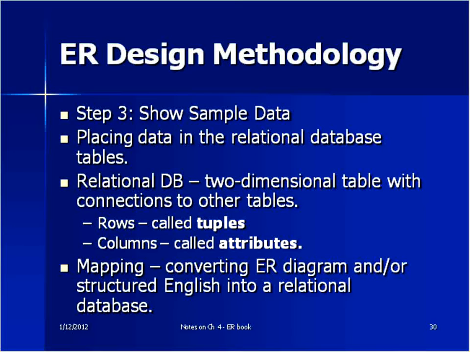What is a relational database? A relational database is a two-dimensional table with connections to other tables. It is made up of rows, which are called tuples, and columns, which are called attributes. So the one thing that we will be learning throughout the book is the mapping or converting the ER diagram to structured English as well as to a relational database.